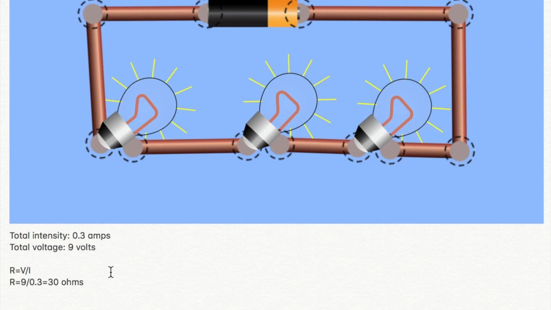Well, if we go back to our circuit laws for series circuits, we know that the total resistance equals the sum of all the resistances. That means that the total resistance, 30 ohms, equals the sum of the resistances of each of the light bulbs. That means that the resistance of each light bulb is just 30 divided by 3, which is 10 ohms. The resistance of each of these light bulbs is 10 ohms.